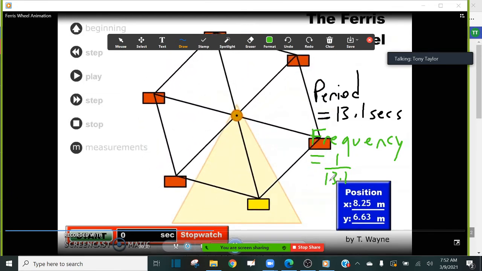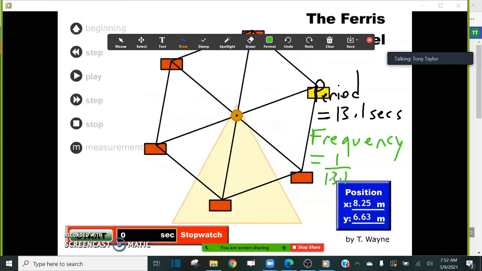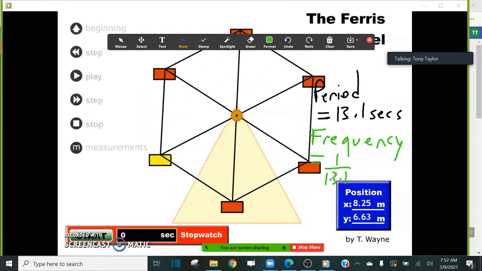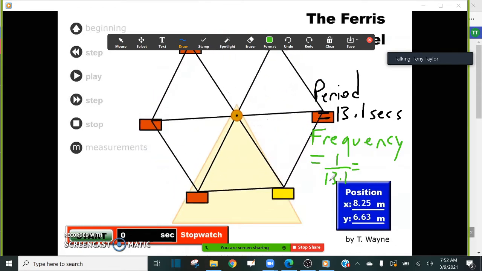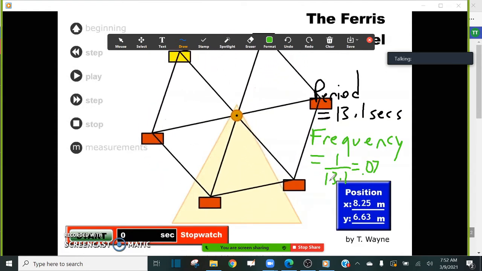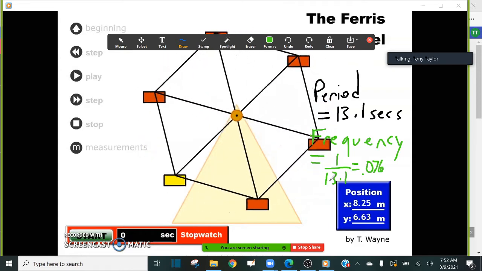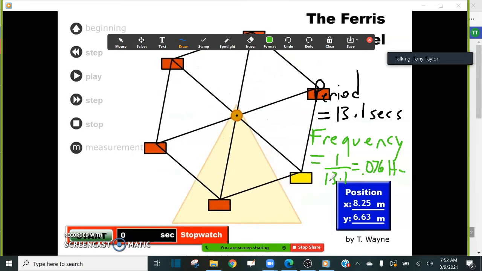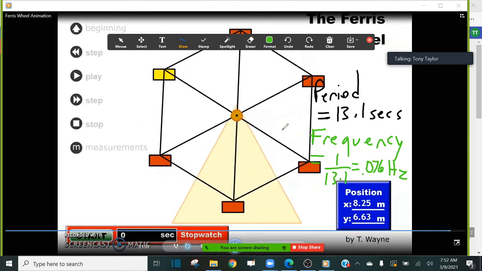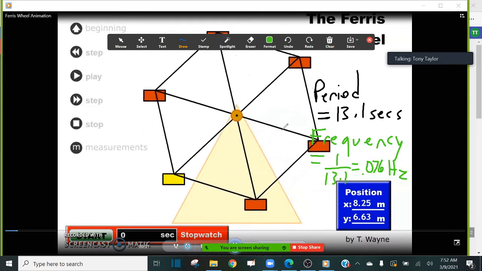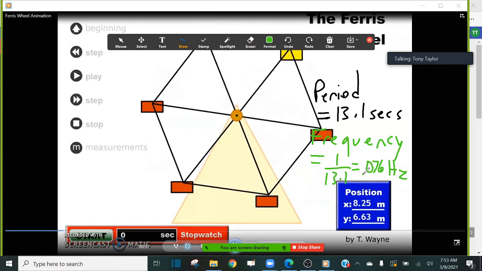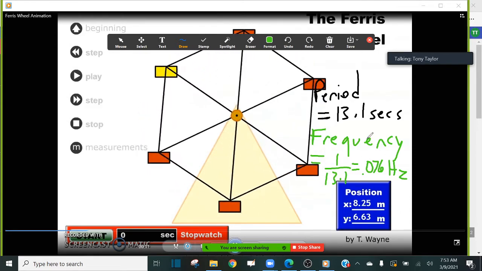When I do that, if I take 1 and divide it by 13.1, I'm putting it in my calculator to see what I get. So 1 divided by 13.1 gives me 0.76. I'm sorry, 0.076. And by the way, guys, the units for frequency we call the hertz. So 0.076 hertz is the frequency of my Ferris wheel. So that's how you figure out period, and that's how you figure out frequency. Again, the period was 13.1 seconds. The frequency was 0.076 hertz. Keep that in mind because you guys are going to be doing that a lot on this assignment.